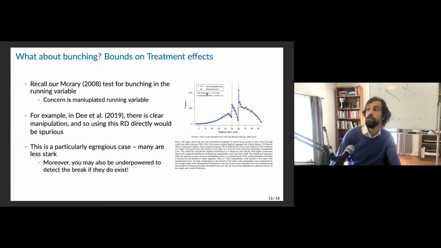This is a pretty extreme example from Dee and co-authors in the AEJ. What they were looking at, I don't know if any of you are from New York State, there's something called the Regents exam in New York State. If there is anyone from New York, correct me if I get this wrong. Basically these are standardized exams that you have to pass in order to qualify for a diploma. These are necessary things to pass to get your high school diploma. And there are multiple cutoffs.